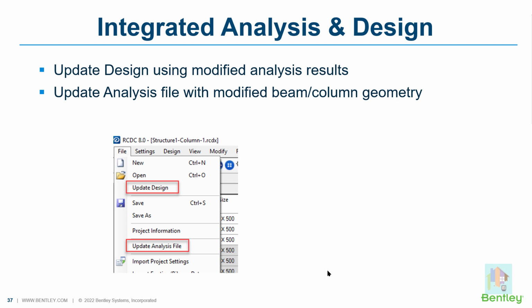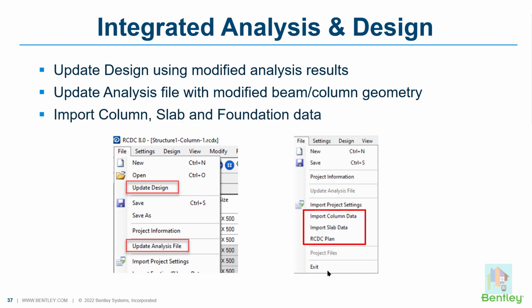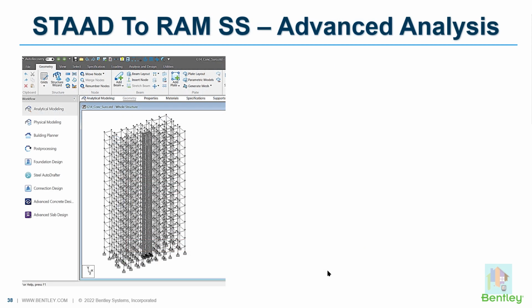Now we can directly update our analysis model using this changed column information. So this is one advantage. We don't need to copy or note down every change that is made in RCDC during design and then go to the STAAD.Pro structural model and change the model size from there. No, not like that. You can automatically update your analysis model directly from the RCDC mode. And not only that, if you have performed the column design, the beam design, and the slab design, you can import that data directly in a single module of RCDC, and you can generate a combined drawing file with that. So that is also possible.